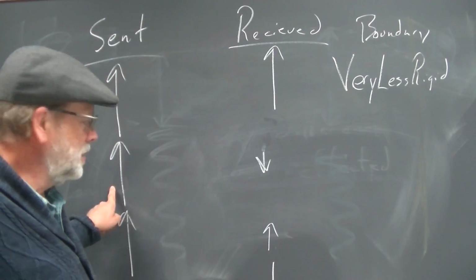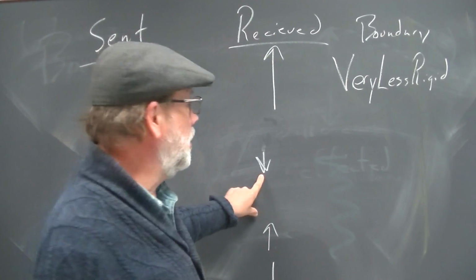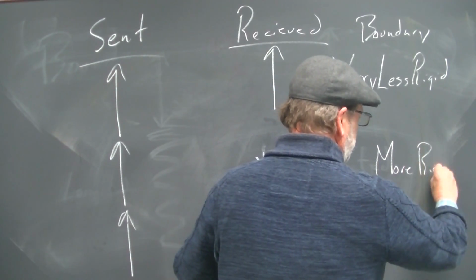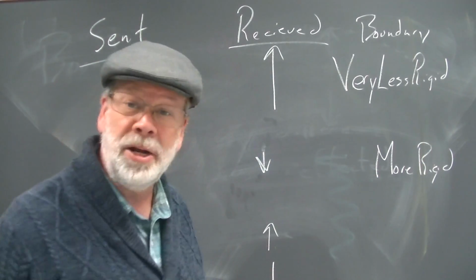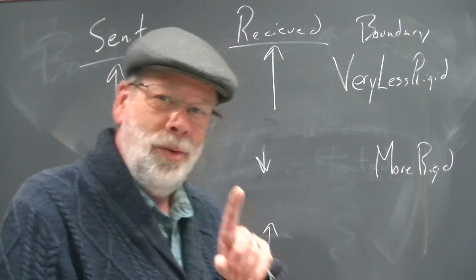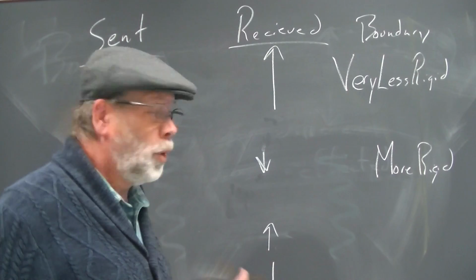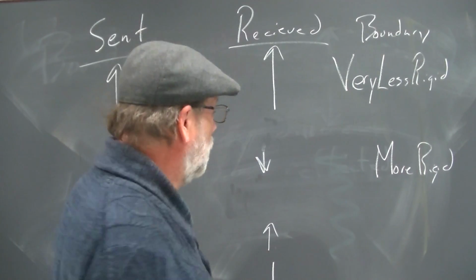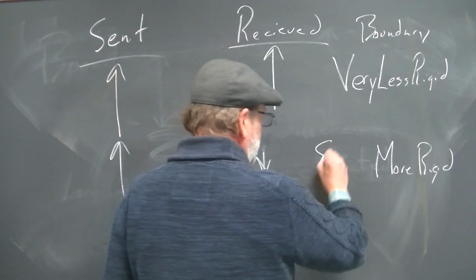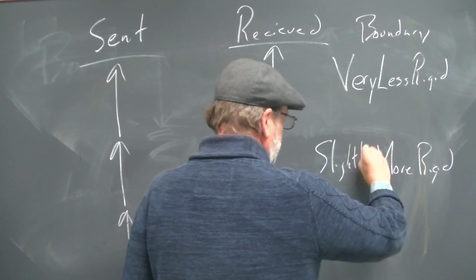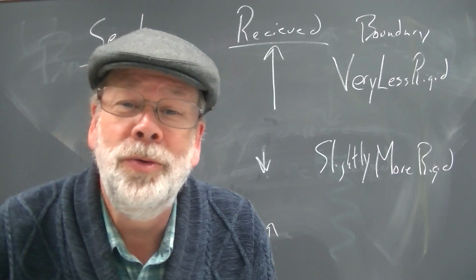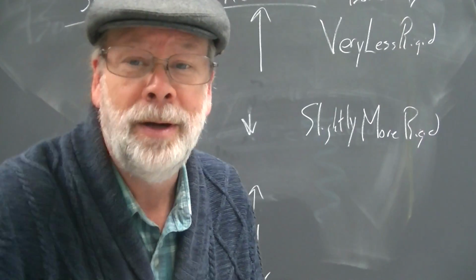I send out a pulse. It is inverted, so we know it's more rigid. But did we get much back? No, most of it got transmitted. So is it very more rigid or slightly more rigid? Well, most got transmitted, so it's slightly more rigid. All right, can you do the other two on your own here?